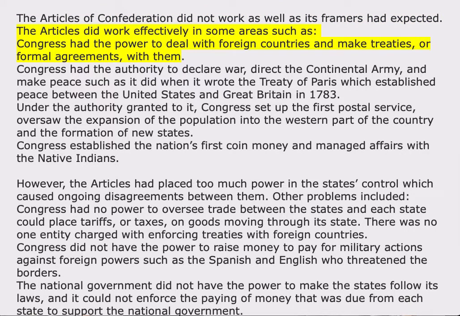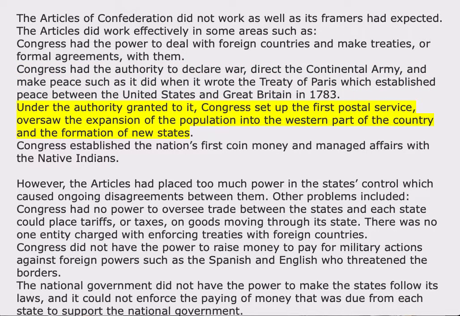The Articles did work effectively in some areas. Congress had the power to deal with foreign countries and make treaties, or formal agreements, with them. Congress had the authority to declare war, direct the Continental Army, and make peace, such as it did when it wrote the Treaty of Paris, which established peace between the United States and Great Britain in 1783.